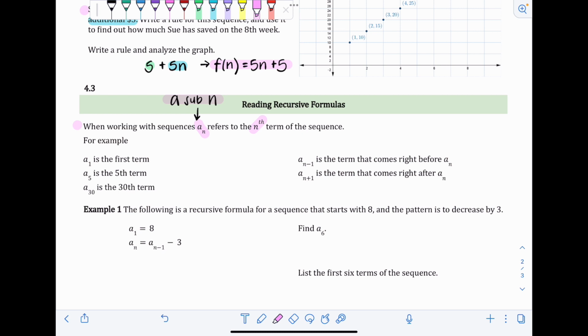So if we pull all that together, A with the little 1, I would read as A sub 1, is the first term. The little subscript next to the A is telling you the term number. So A sub 5 is the 5th term, and A sub 30 is the 30th term. So this little guy right there, the n, is the term number.